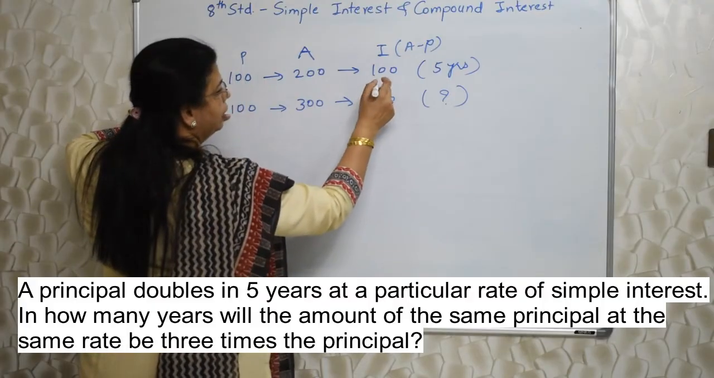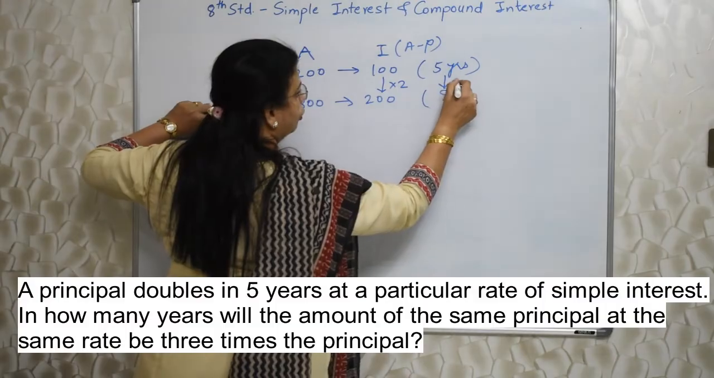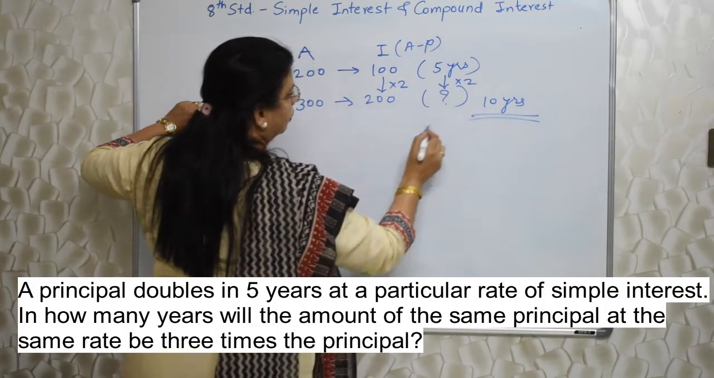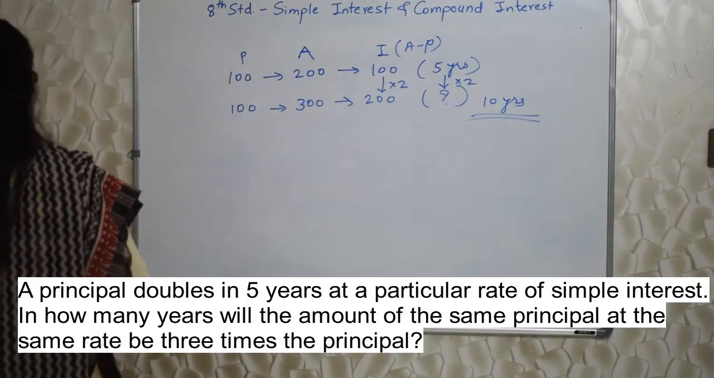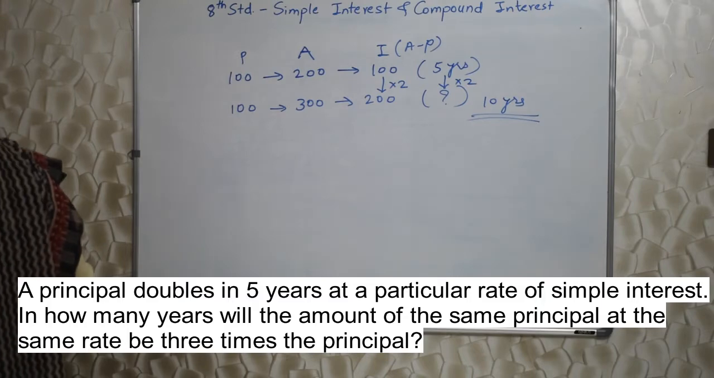This is double, isn't it? This is into 2. So obviously period also into 2. So 10 years is the answer. So easy. Very, very easy. Students, practice this kinds of sum.